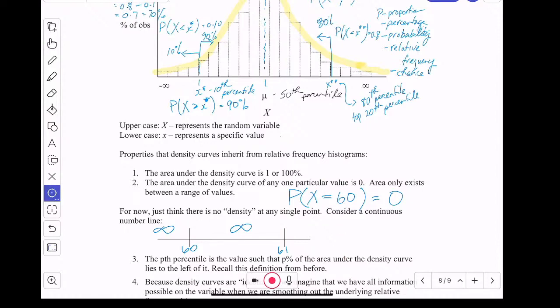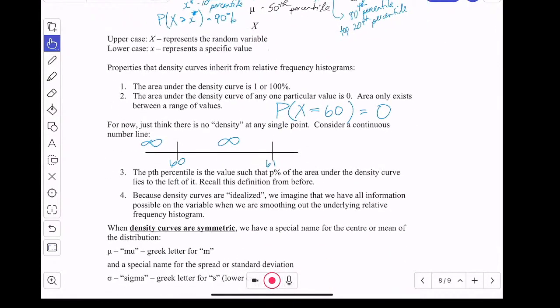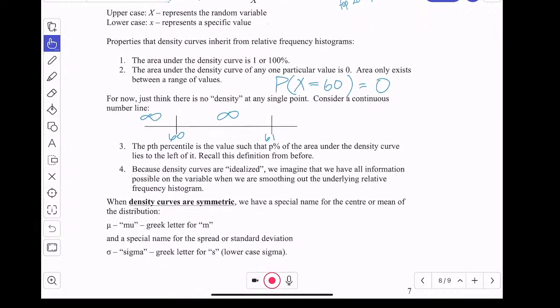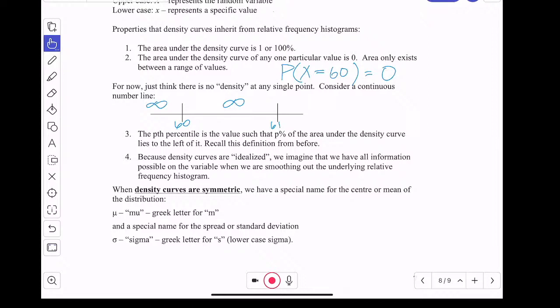So we already discussed here interpreting percentages and percentiles as the value such that p% of the area under the density curve lies to the left of it. And because density curves are idealized, we imagine that we have all information possible in the variable when we are smoothing out the underlying relative frequency histogram. When the density curves are symmetric, we have a special name for the center or mean of the distribution. We call it mu. We've already discussed this. And we call the standard deviation sigma. We use the Greek letters, in other words.